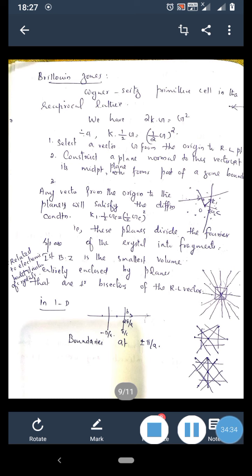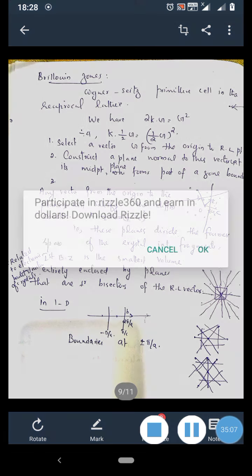These planes divide the Fourier space of the crystal into fragments, and the first Brillouin zone is the smallest volume entirely enclosed by planes that are perpendicular bisectors of the reciprocal lattice vectors. Similarly, you can draw all the planes, and the smallest volume enclosed is the first Brillouin zone.